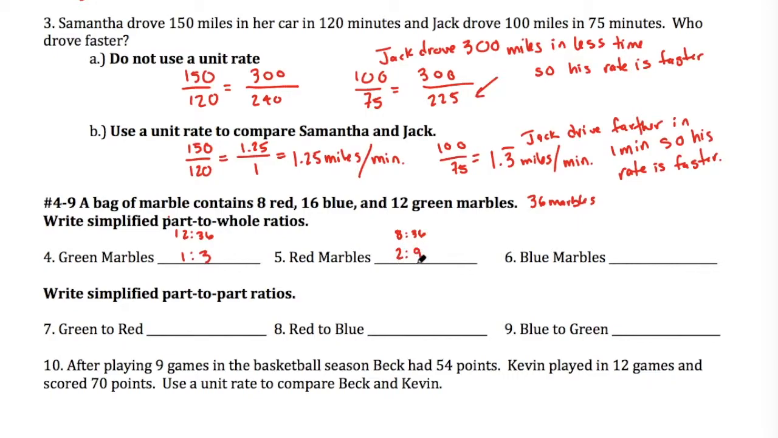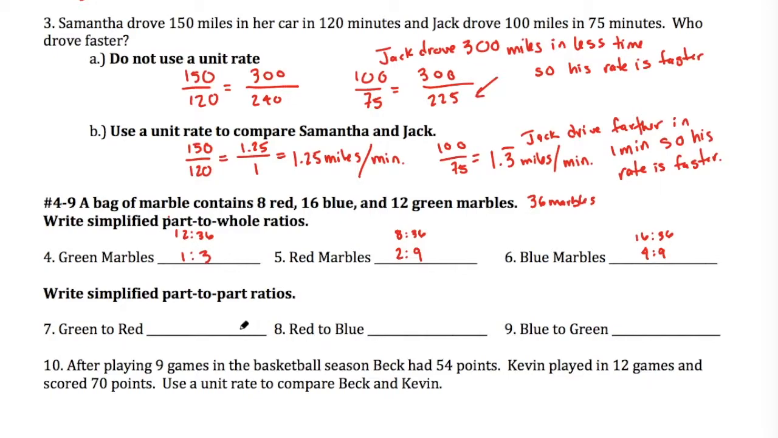So 2 to 9 is our simplified ratio for red marbles. And then for blue marbles, we start off with 16 to 36. All right, we can see 2 would go into both, 4 would go into both. 4 would reduce us to 4 to 9, and that would be our simplified ratio.